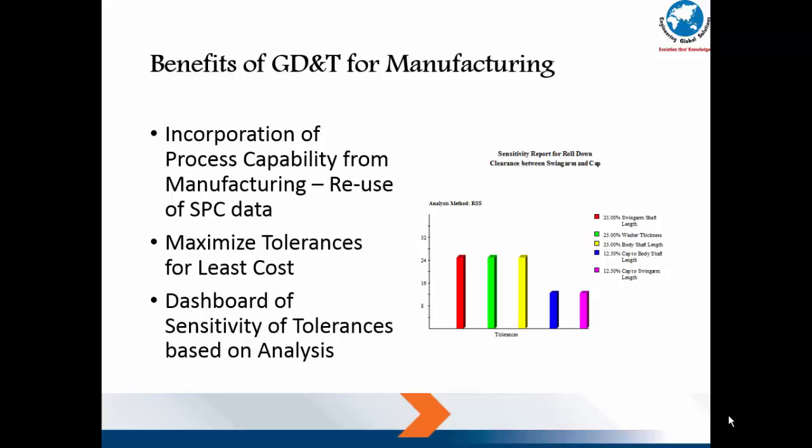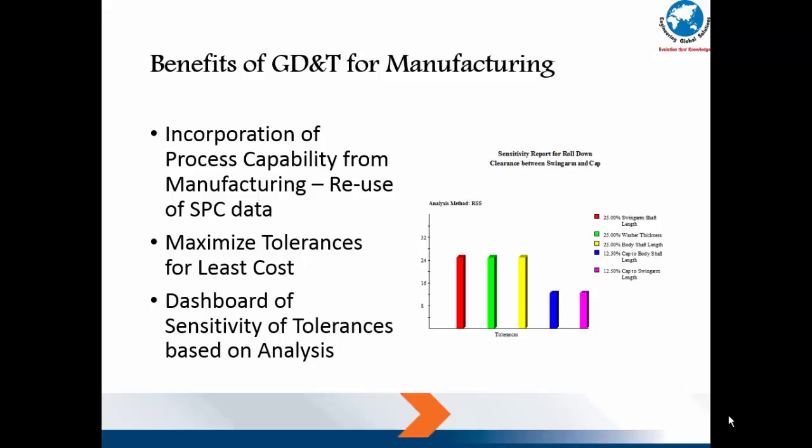Benefits of GD&T for manufacturing. GD&T empowers designers to convey to manufacturing and inspection the effective contribution of various tolerances specified on the drawing for a particular quality parameter. This is a very highly valuable insight that manufacturing and inspection need. This is where intelligent manufacturing truly benefits society at large.